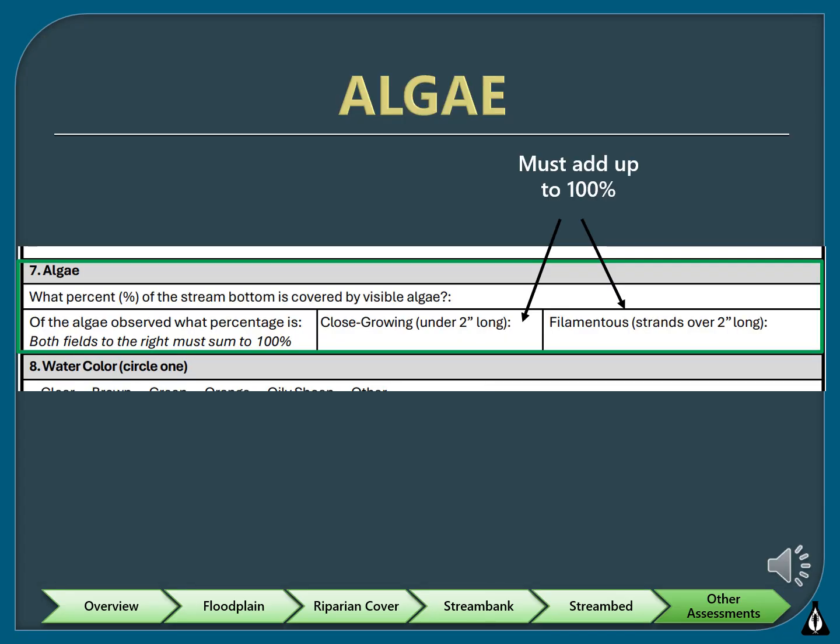Next on the datasheet is looking at algae within the stream. First, estimate the percentage of the stream bottom that is covered with algae. You may have to walk up and down your 300-foot site to see where the algae is. Next, of the algae observed, enter the percentage of algae that is close-growing and the percentage that is filamentous. Close-growing algae is short in length and can sometimes look fuzzy. Filamentous algae is longer than 2 inches and can typically wave back and forth in flowing water. The sum of the percentage of close-growing and filamentous algae should equal 100%.